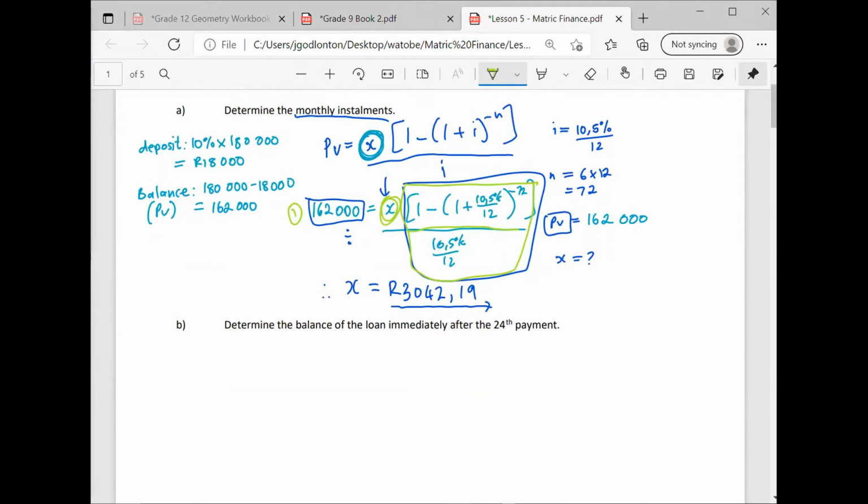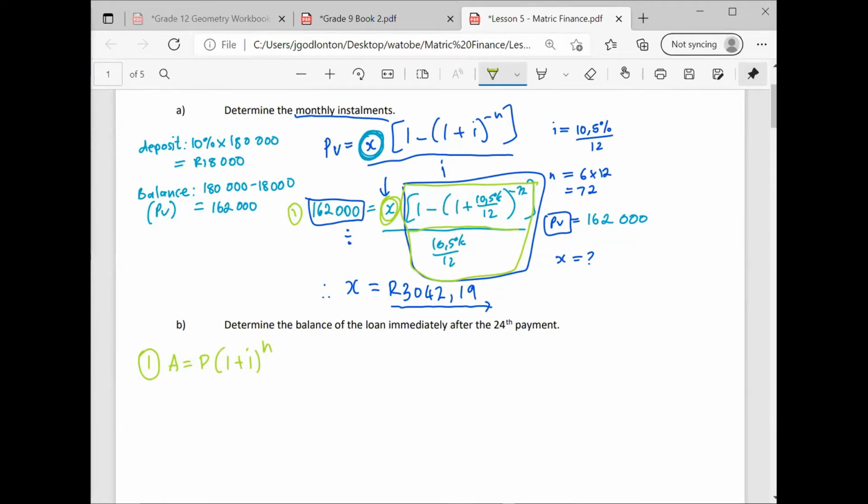So if I want to know the balance of the loan immediately after the 24th payment, the easiest way we can do this is a 3-step method. So I'm going to write these 3 steps and we're going to talk about them. The first step is we use our normal compound interest formula, and we want to find what that loan would be worth if I had made no payments.